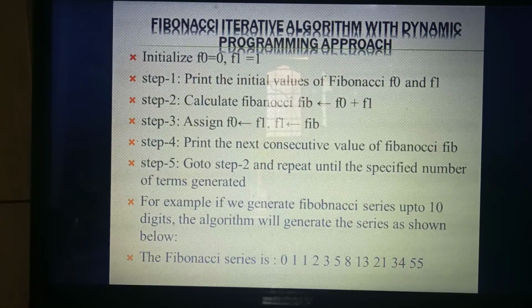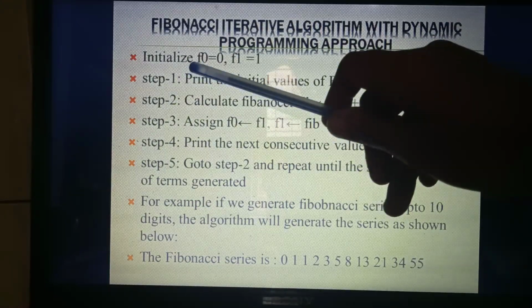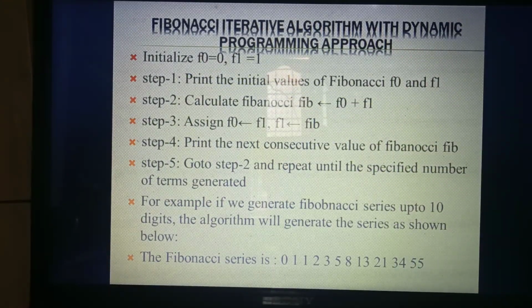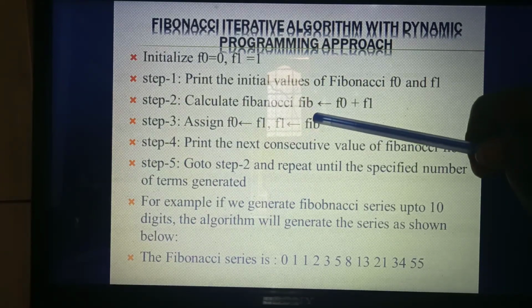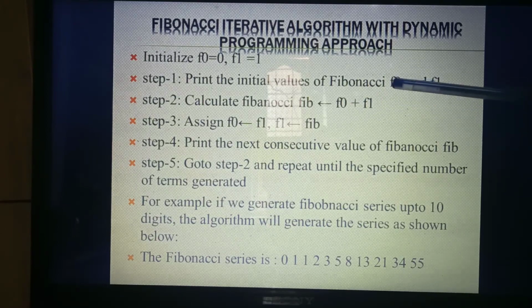You initialized two values. Then you need to print the two values. What are the initial values to print? F0 and F1. Next you are going to calculate the Fibonacci formula. What's the meaning? The Fibonacci formula is fib equals F0 plus F1. You are going to add these two numbers.